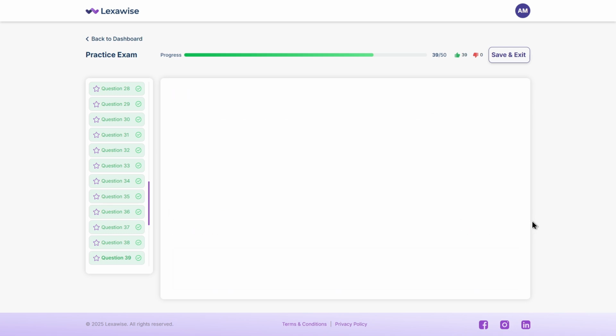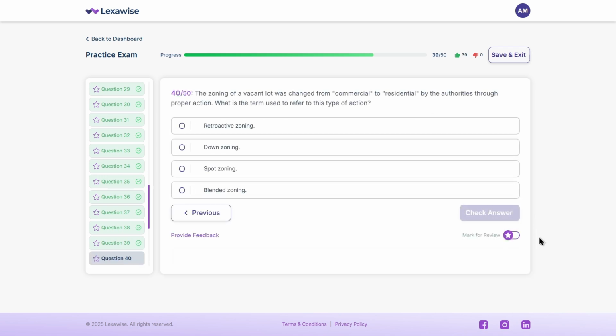Let's keep going. The zoning of a vacant lot was changed from commercial to residential by the authorities through proper action. What is the term used to refer to this type of action? A, retroactive zoning. B, down zoning. C, spot zoning. And D, blended zoning. Think it over.